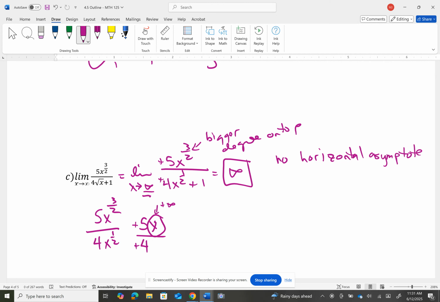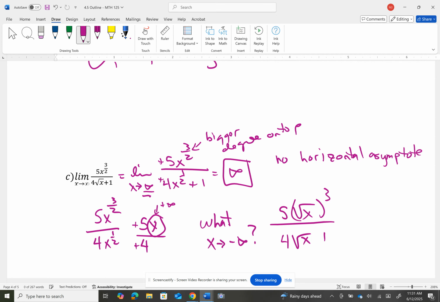And just a side note on that, they had to have x be approaching a positive infinity. So what if x were approaching a negative infinity? Do you see how that would be a problem on this one? Because down in that denominator and even in the numerator, that's really like having a square root of x cubed. Down here we have a 4 square root of x plus 1. If this were negative, we wouldn't even have a real number. It wouldn't even have existed because of the square root of a negative.